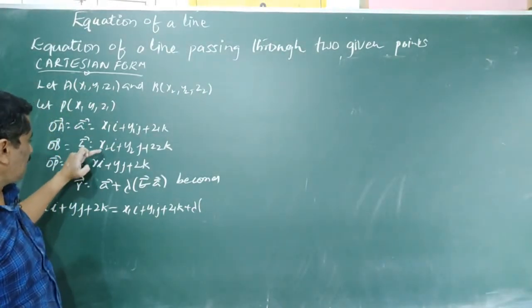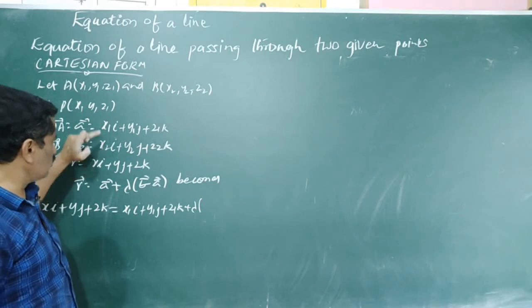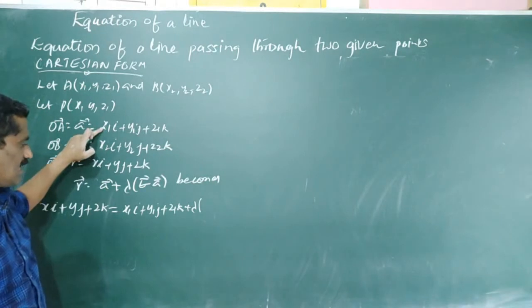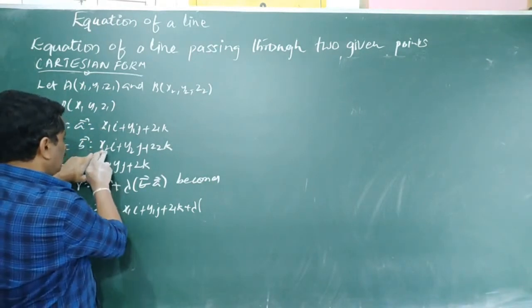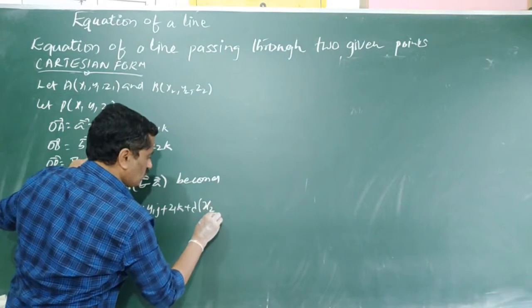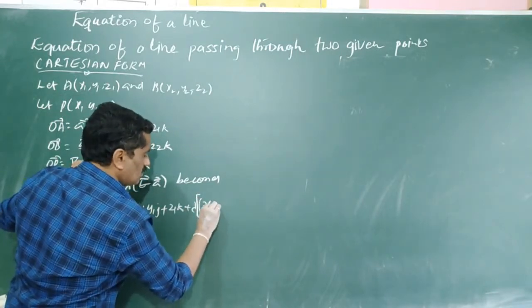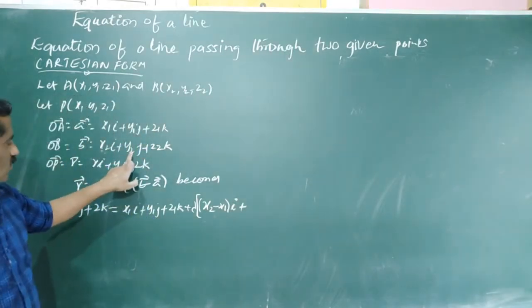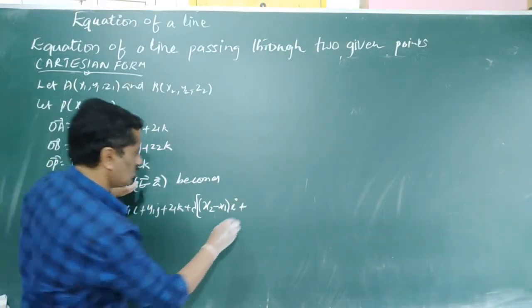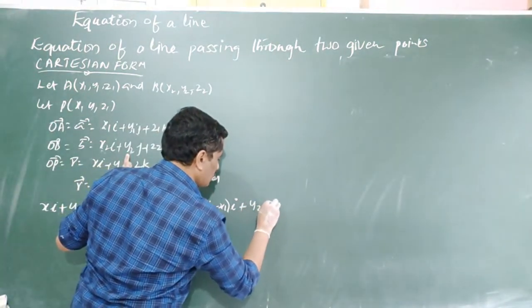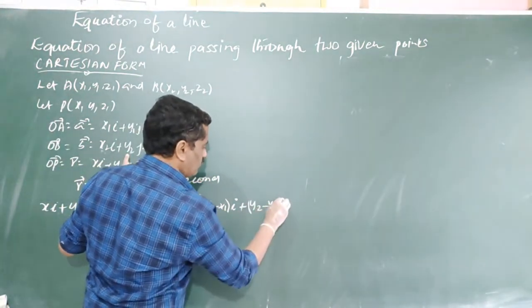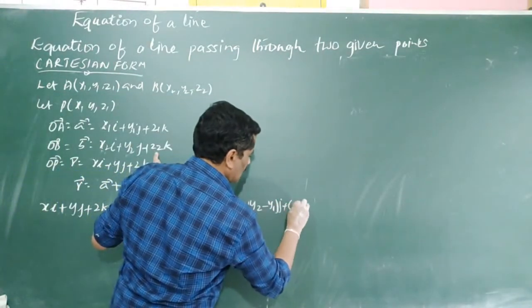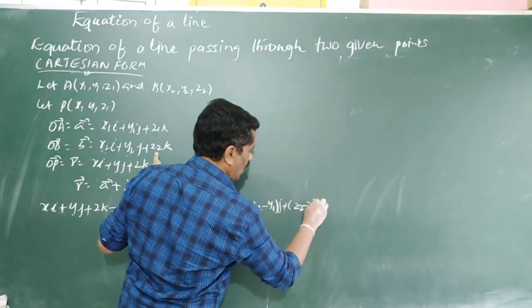What is B bar minus A bar? I am just writing directly. That is x2 minus x1 of i, plus y2 minus y1 of j, plus z2 minus z1 of k.